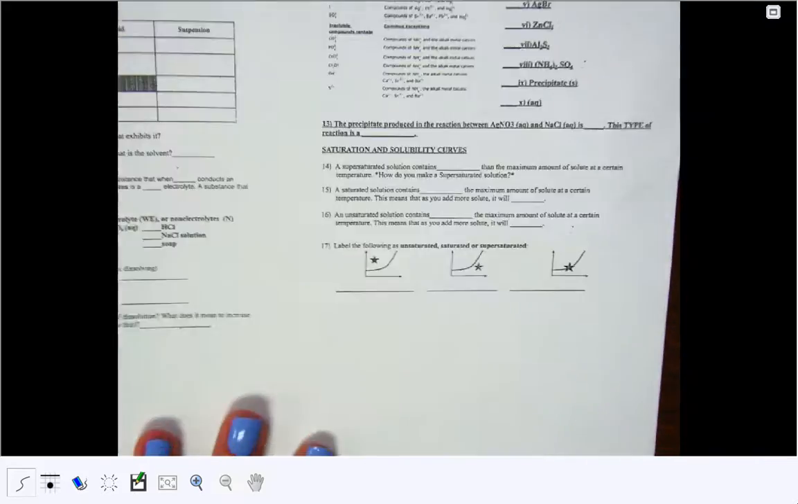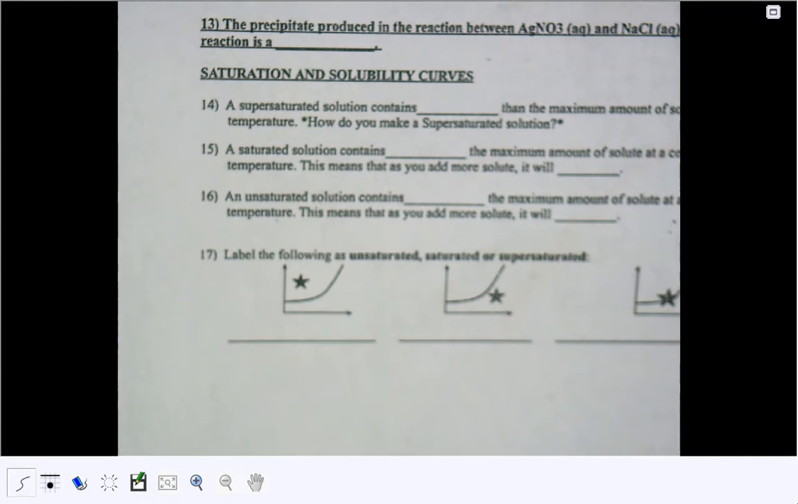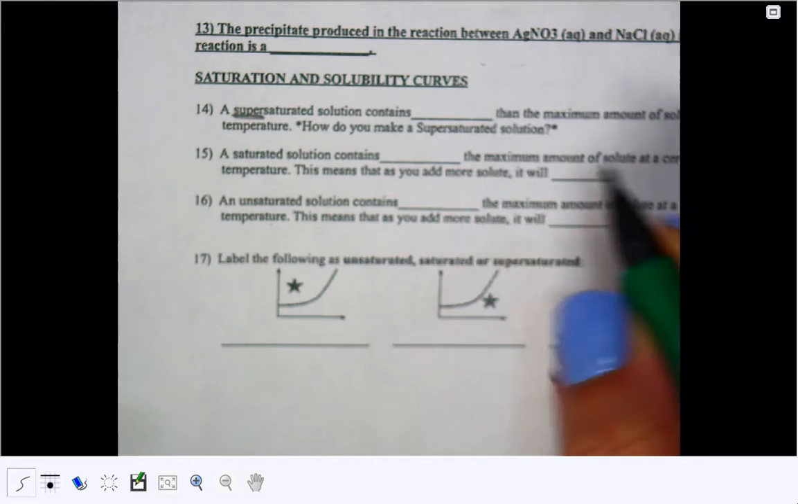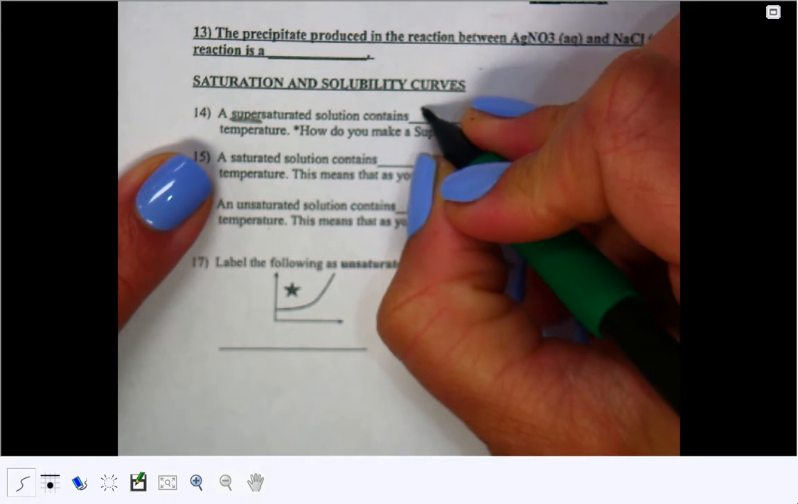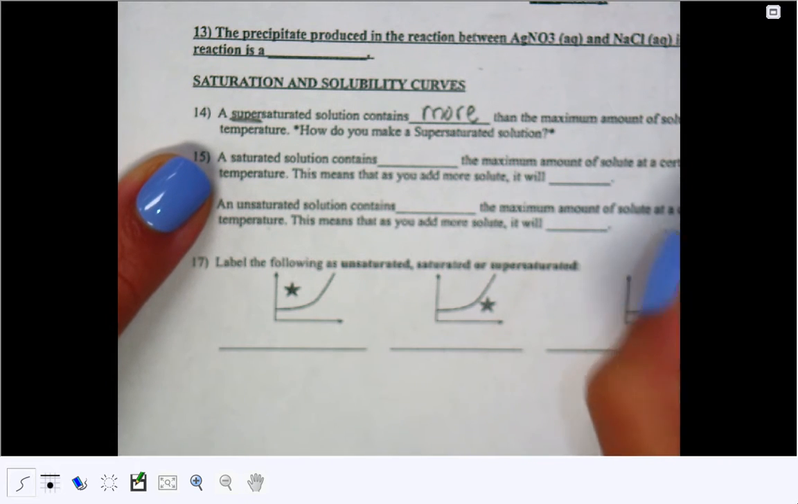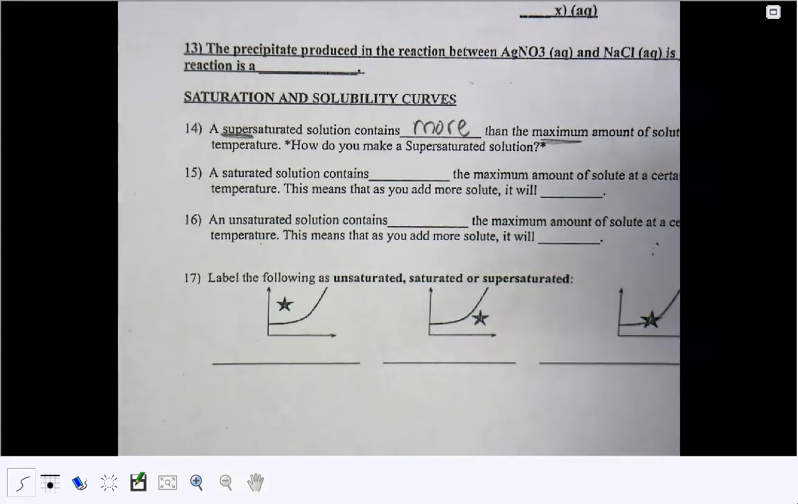Okay, this is still having to do with solubility curves, so let's hit that one up right now. On number 14, it says a supersaturated solution contains, the answer is more than the maximum amount of solute. Because remember, your maximum amount of solute is where you reach saturation.